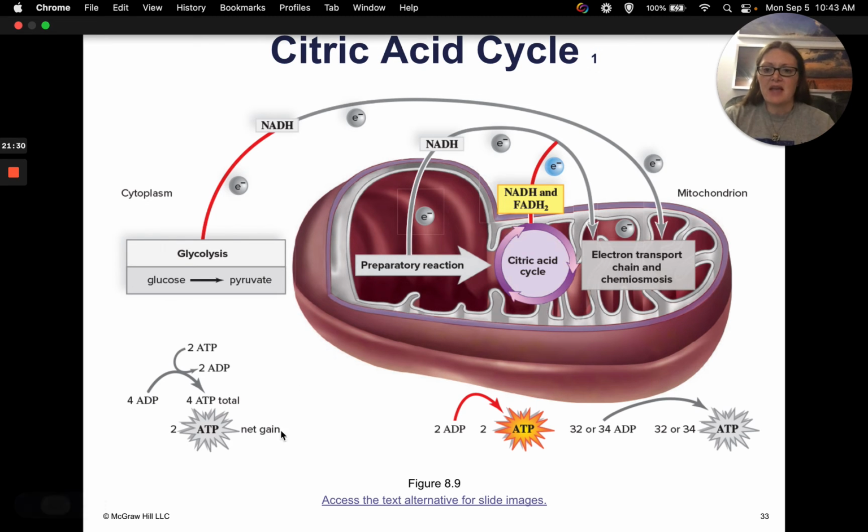So here we can see again the glucose coming in, with glycolysis making the pyruvates. That's going in, and the electrons that are released go to the electron transport chain. But then we have the pyruvates going into the preparatory step, going into the citric acid cycle, and then anything that's left is going through that electron transport chain. We've got our 2 ATP created here, and we're going to have 2 ATP created in the citric acid cycle, and then we're going to have the majority again produced in the electron transport chain.